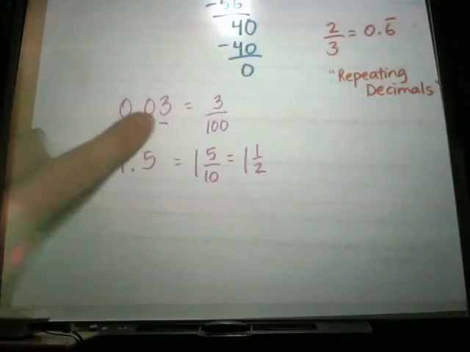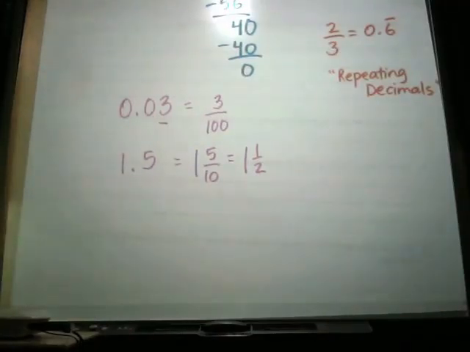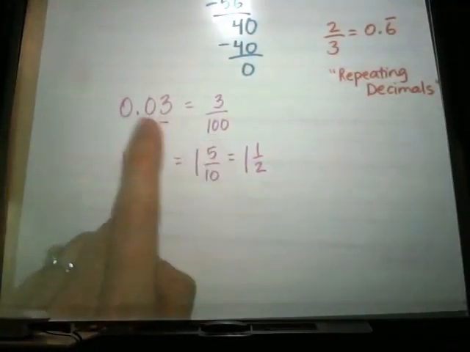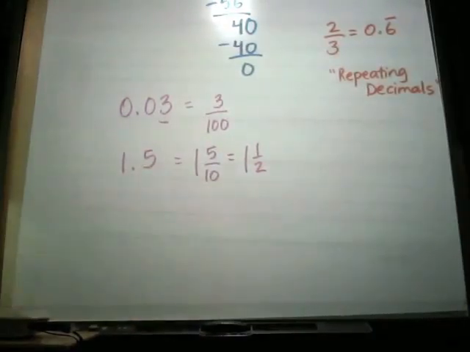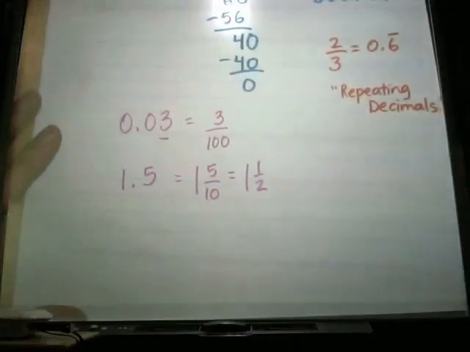Using the same method, read it, use the place value of the last digit. That place value is your denominator. Hundredths, hundredths, tenths, tenths. Simple, right? Everybody awake? Okay, here's the new stuff.